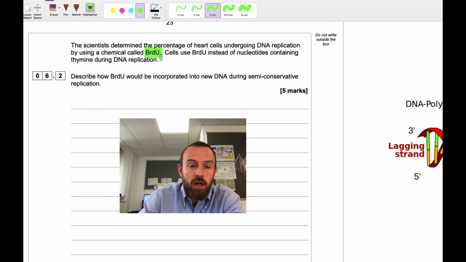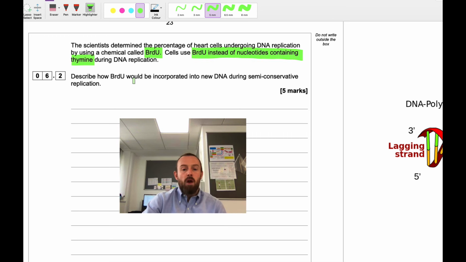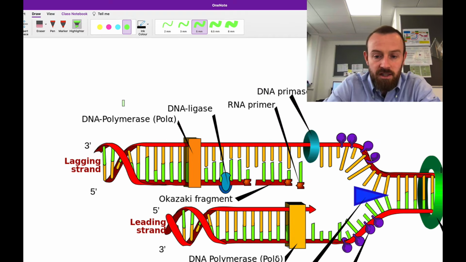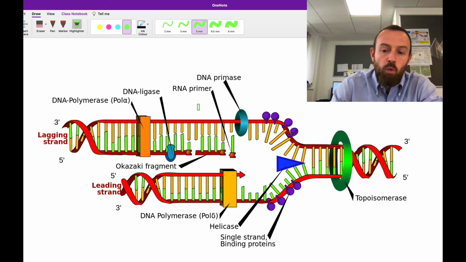This is something that you've never heard about before. So that means that this question is an application question, but it's really just a content question in disguise. Because it says here, cells use BRDU instead of nucleotides containing thymine. So really you can just write about DNA replication, except when you would say thymine, just say BRDU instead, because BRDU is just taking the place of thymine. So I've dropped in a picture over here so we can quickly discuss. So what would we need to say?